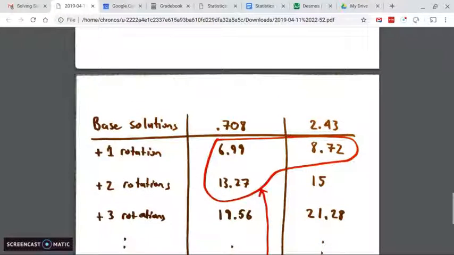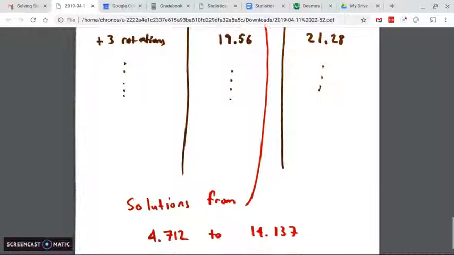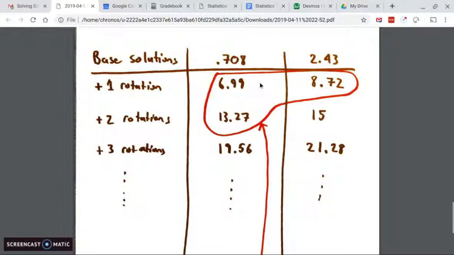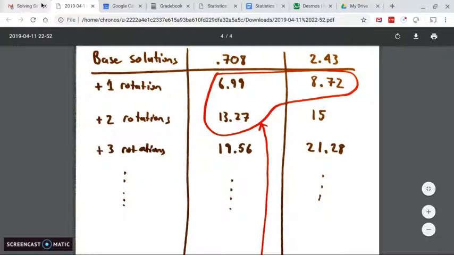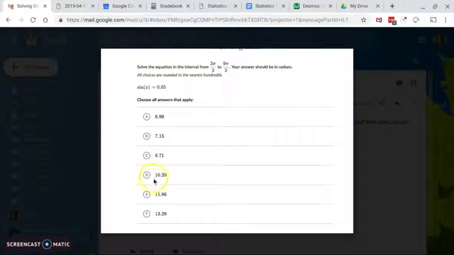So I just copied that same table, but I want from 4.72 to 14.137. So that's this part of the table, the part circled in red, these three solutions right here. So those are the ones I'm going to pick when I go back to my choices on Khan. Now, in the second decimal place, some of my answers differ by 1/100th, but that's just because of the rounding.